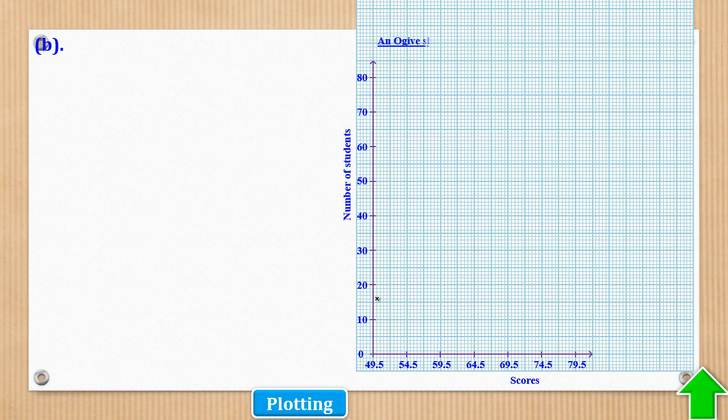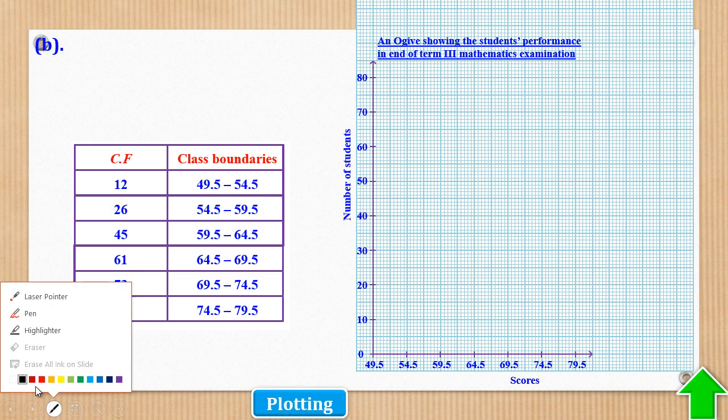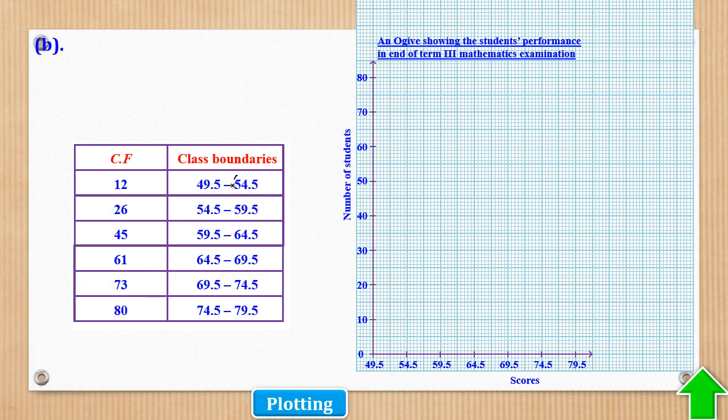Then from there, we shall need a title: an ogive showing the students' performance in end of term 3 mathematics examinations. Then from there, next is to plot. Remember, for an ogive, we plot cumulative frequency against upper class boundary. So we need these values and these values.